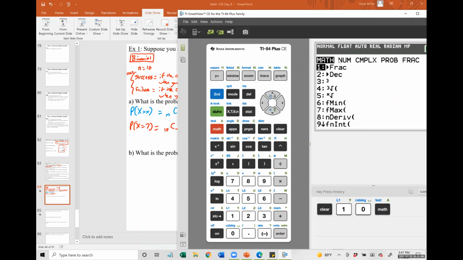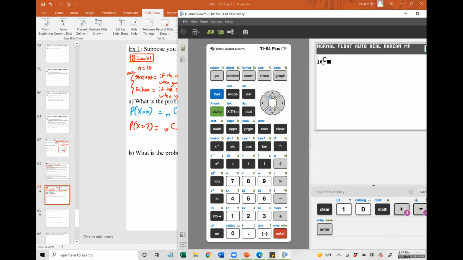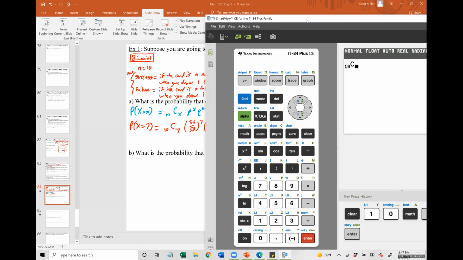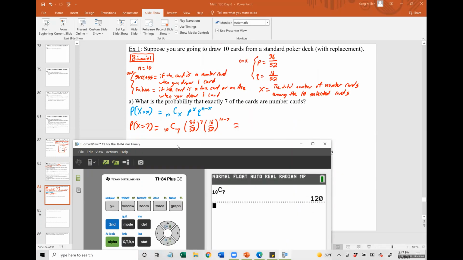When you push math, you scroll to the right to where it says probability. Some of your calculators might just say PRB instead of PROB. That's fine. Then go to the third one that says nCr. That's the C that we want. So go down to there and push enter. It might not display like that on the calculator, and that's okay. Just type the 10, then the nCr, then the 7, and get the answer. If you got 120, then you're good. So 10, push math, scroll to the right to probability, scroll down to nCr, push enter, then push 7, push enter. That's 120. Is everybody following me on the 120?